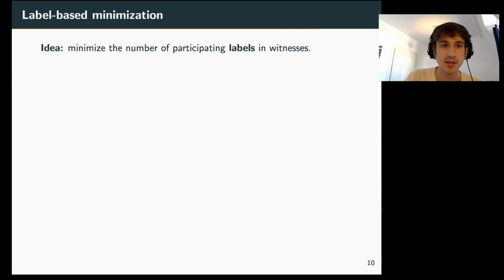Okay, so a new idea that we have implemented in SWITSS is so-called label-based minimization. The idea is that sometimes you don't want to minimize the actual number of states for some application, but you rather want to minimize the number of participating labels in your witness.